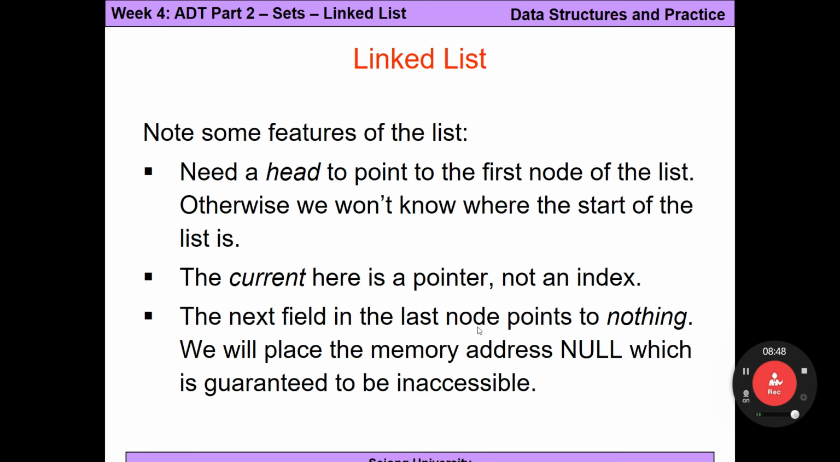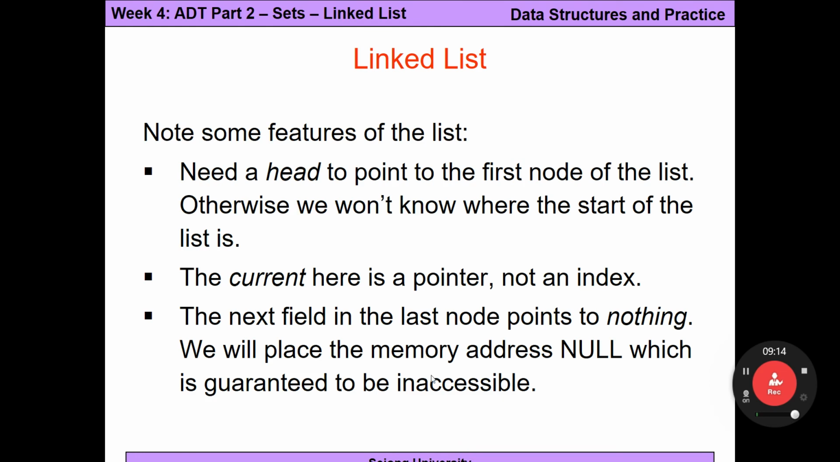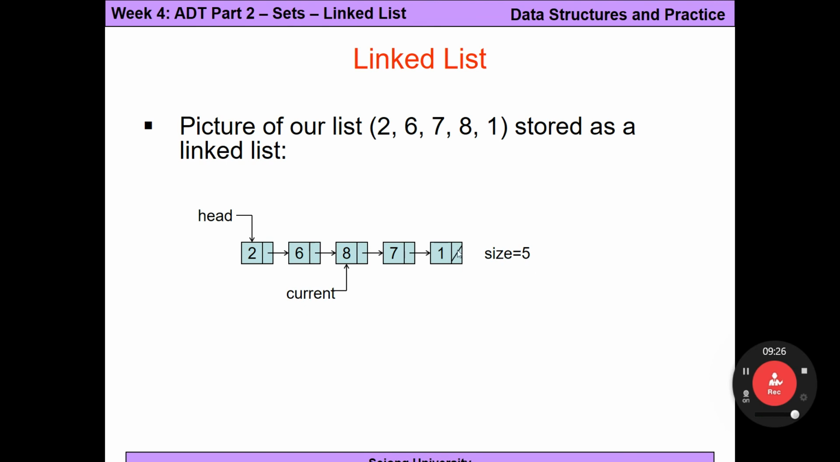The next field in the last node points to nothing. This is the last node, this is the data part and this is the next part. The next of the last node is pointing to nothing, so we usually call it null. We will place the memory address null, which is guaranteed to be inaccessible, and assign it to the next of the last node.